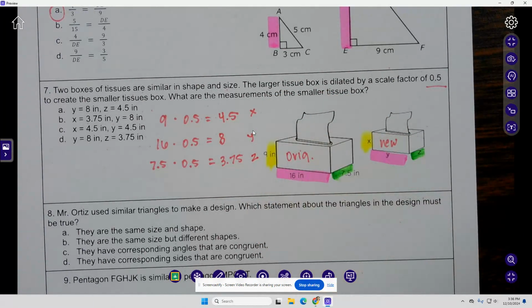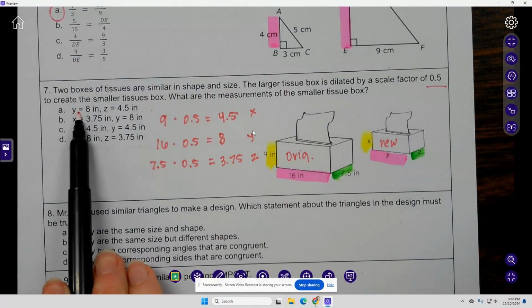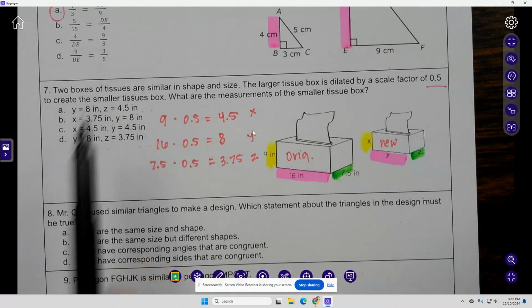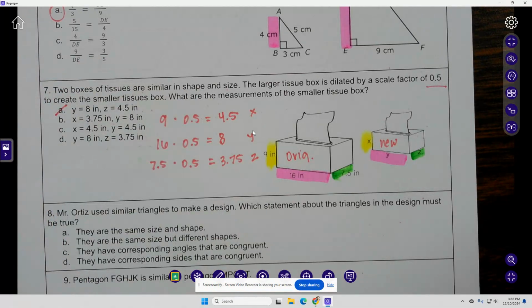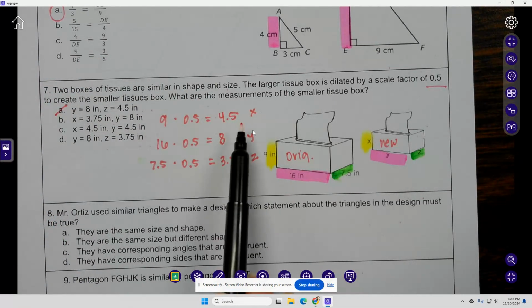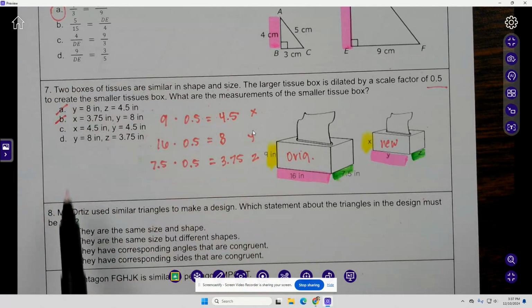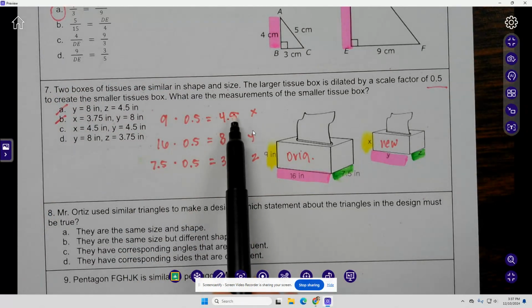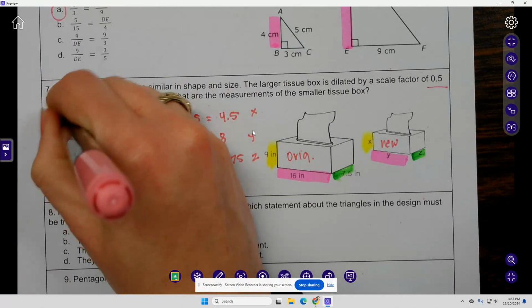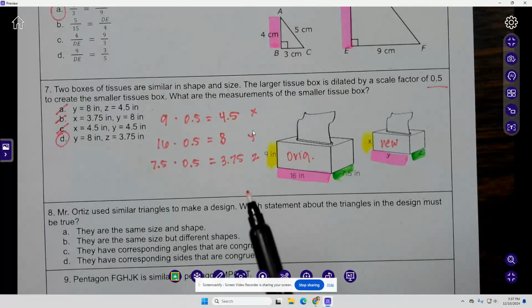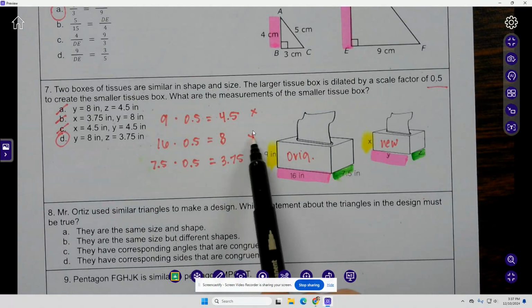So let's see which answer choice matches that. So y equals 8, yes. Does z equal 4.5? No. B, x is 3.75. No. Letter C, x is 4.5, yes. Y is 4.5, no. My only answer choice here that is correct is D. They say y equals 8, which is yes, and z equals 3.75, which is also yes.